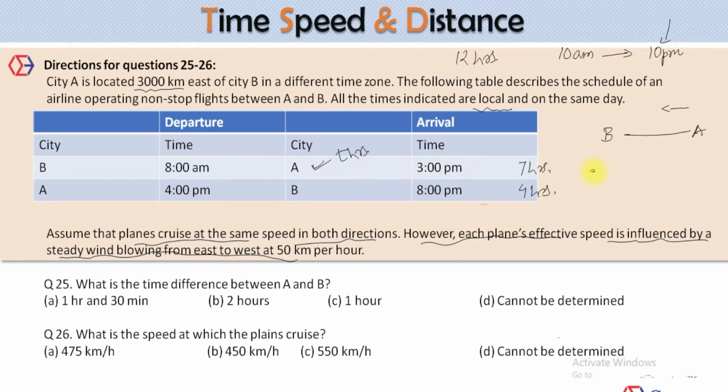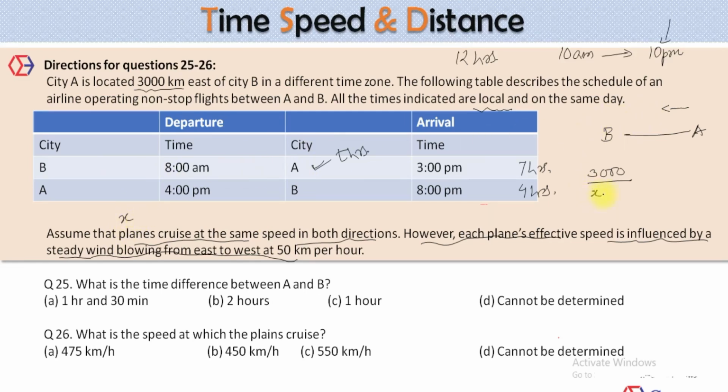The first equation would be 3000 kilometers per hour. What is the relative speed? You're moving from B to A. What is the speed of the plane? Is it given here? No. You need to find it. Let's say speed of plane is x. Fine. You're moving from B to A. So you're moving against the wind.